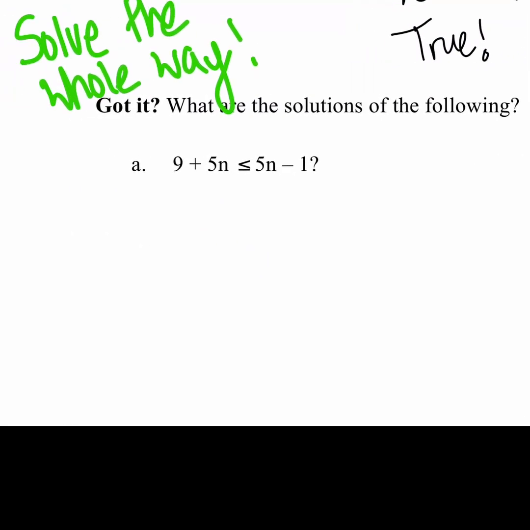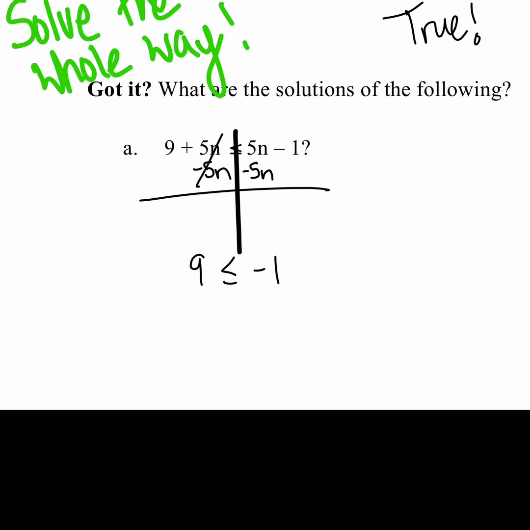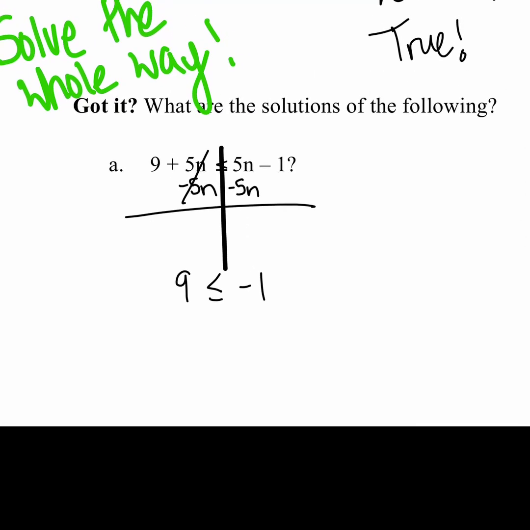Okay, so let's try the next one. I'm going to go ahead and subtract 5n to the other side. I'm left with 9 is less than or equal to negative 1. Thinking about that, is 9 less than or equal to negative 1? Hopefully you're thinking absolutely not. That's false. No solution.